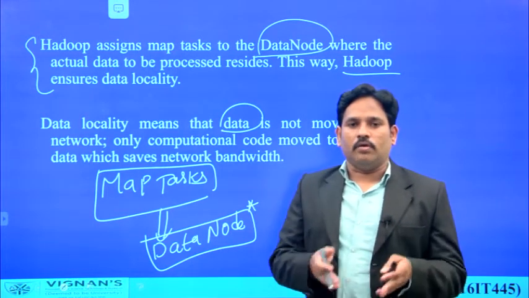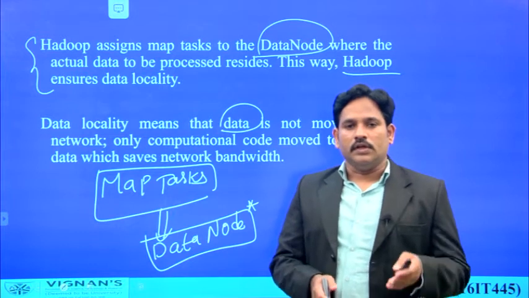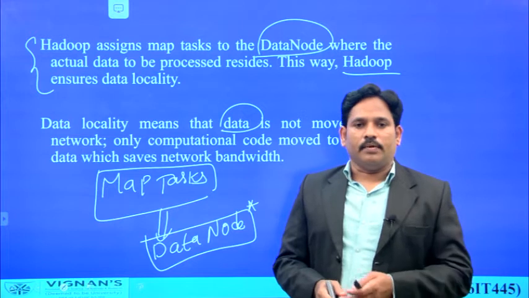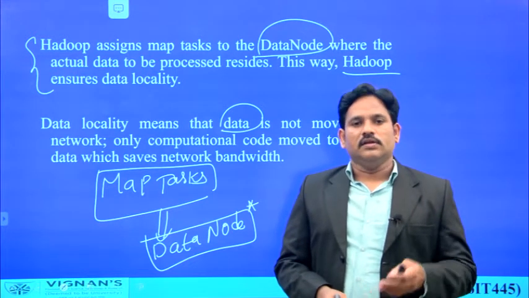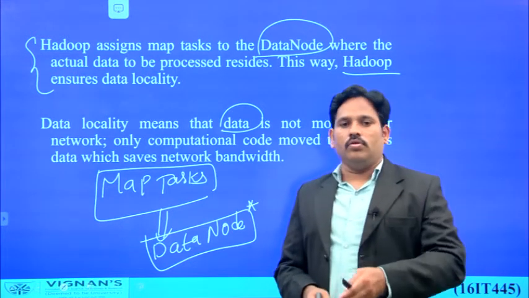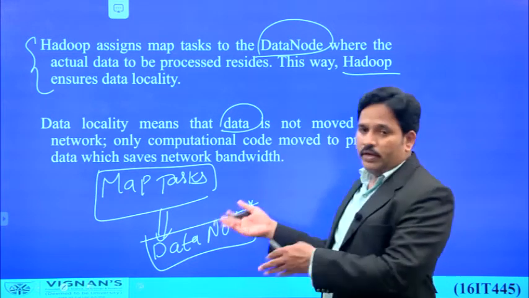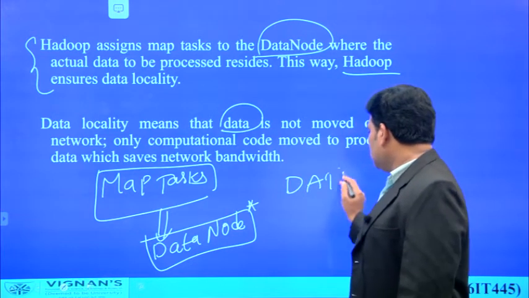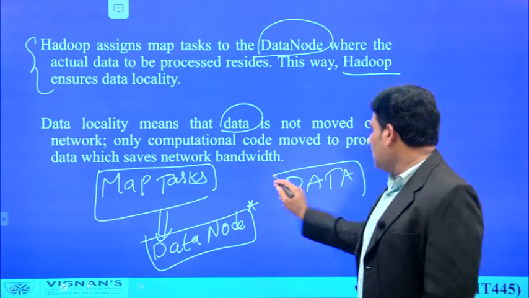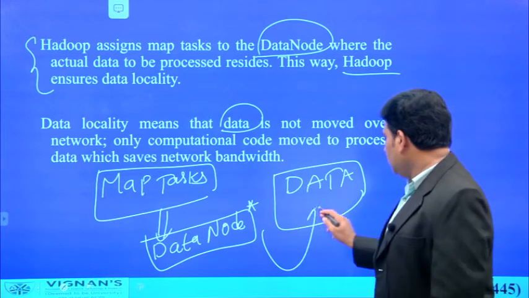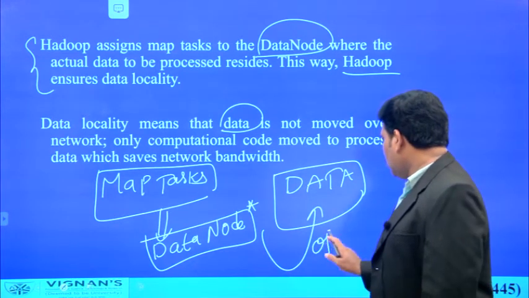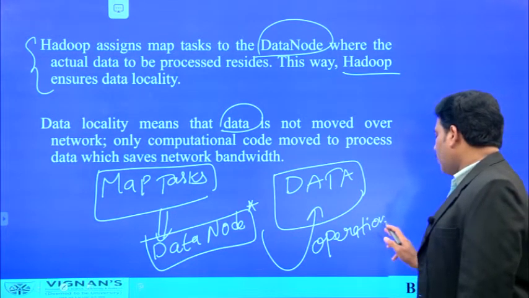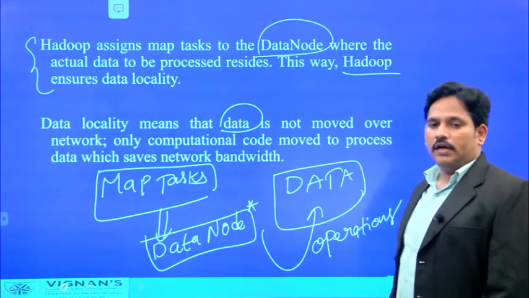Let us assume we want to apply some sorting operation. Instead of sending data to the client location where the mapper and reducer have been installed, simply bring that code to that machine so that it will give the output. So the data remains in its position safely and we are applying the relevant operations on this data. This is the advantage of MapReduce. It's called data locality.